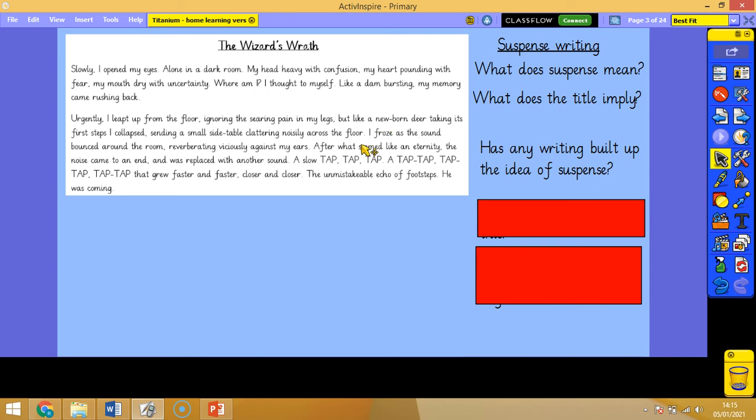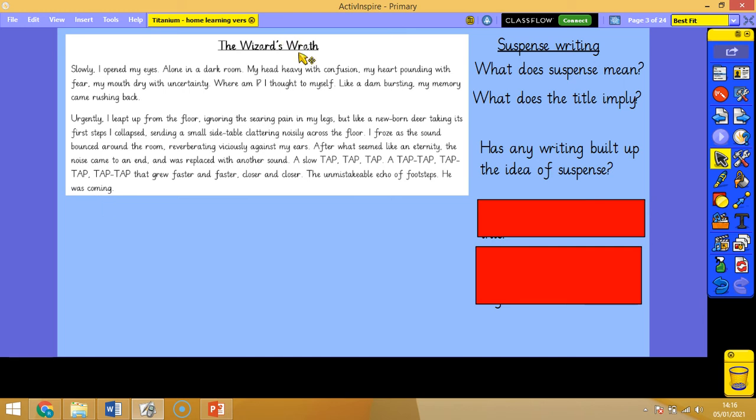Further on, we've got the side table noisily clattering across the floor. I froze as the sound bounced around the room, and then after what seemed like an eternity. Then there's the other sound, a tap, tap, tap, that grew faster and faster, closer and closer, going into short sentences, the unmistakable echo of footsteps. He was coming. So the question we're left with is, who is he?